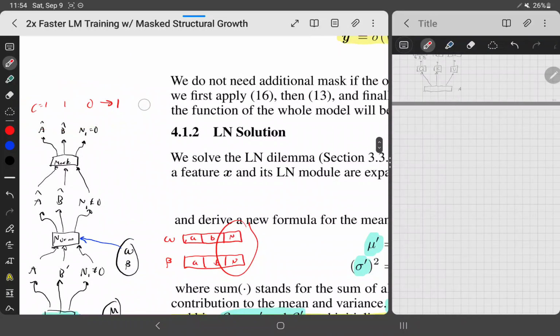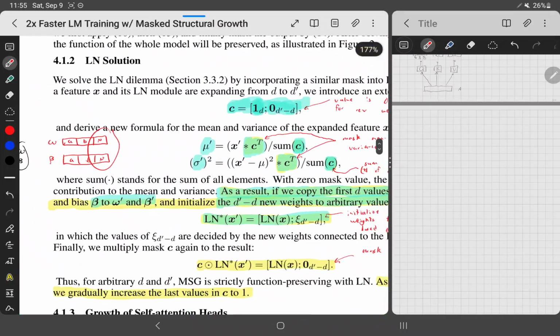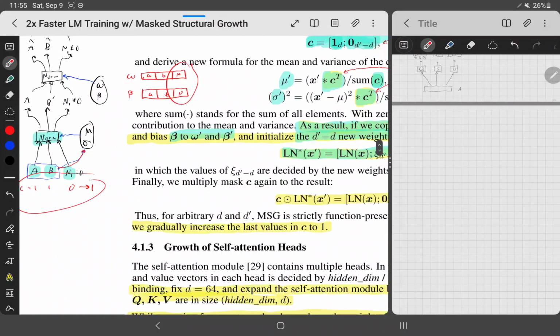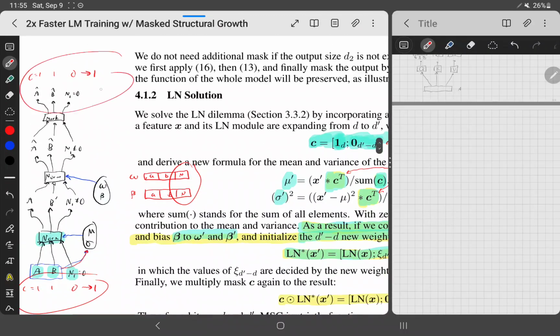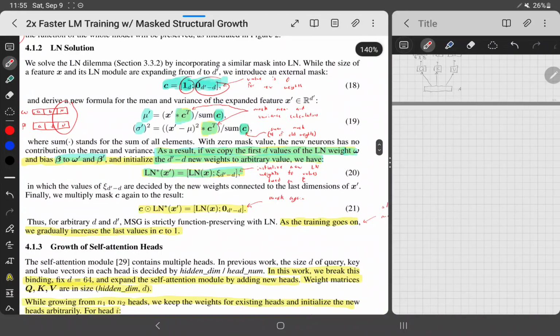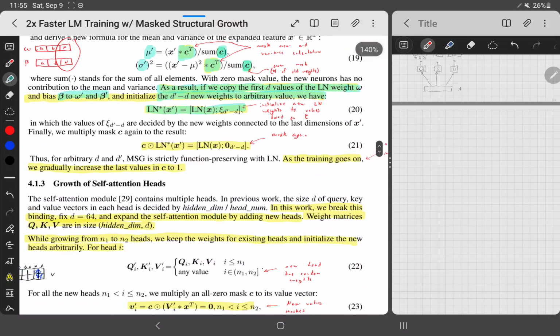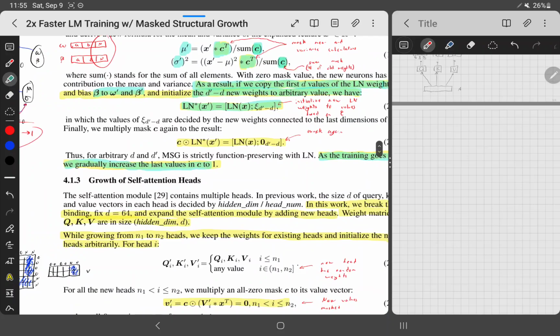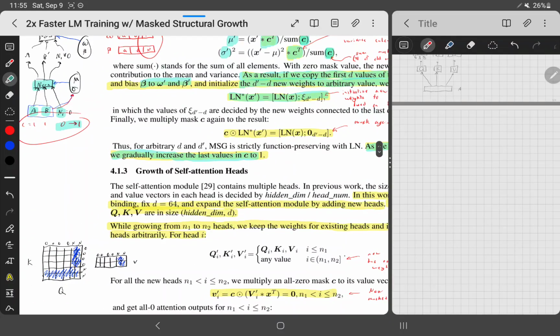And the output will slowly consider the new parts of the vector. So that's the layer norm solution. It's just masking the input and masking the output and slowly interpolating from 0 to 1. And you can see that here: 1 for the old dimensionality, 0 for the new. And that's literally all they do. As the training goes on, we gradually increase the last values of C to 1. So you're just increasing it from 0 to 1.